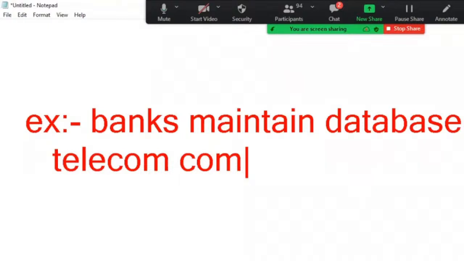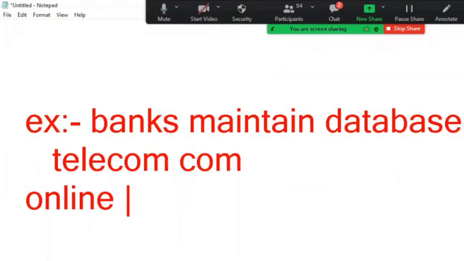Nowadays so many people are purchasing items through online portals like Flipkart and Amazon. Those shopping portals also maintain databases. Because when you purchase an item, how is the order number generated? Some database application is there, using the auto increment concept.